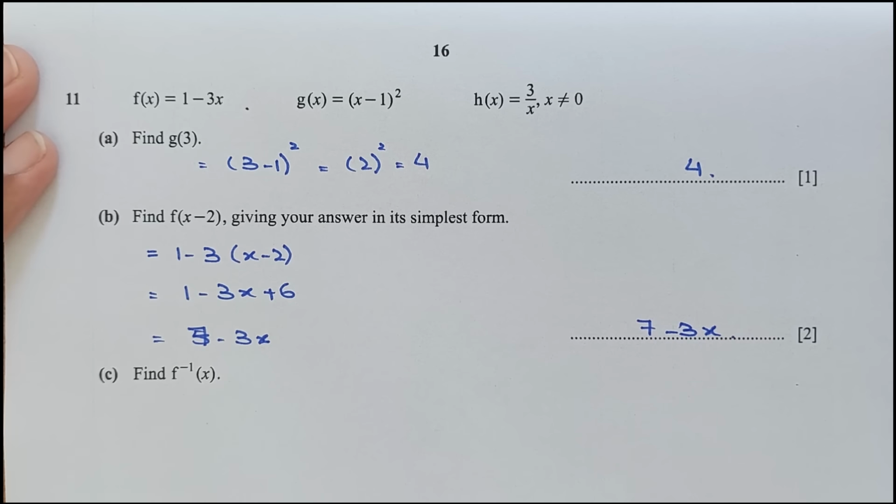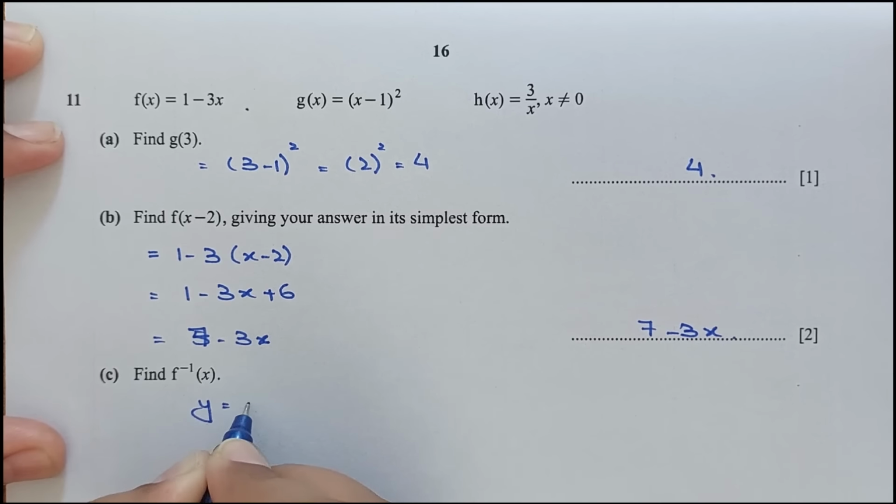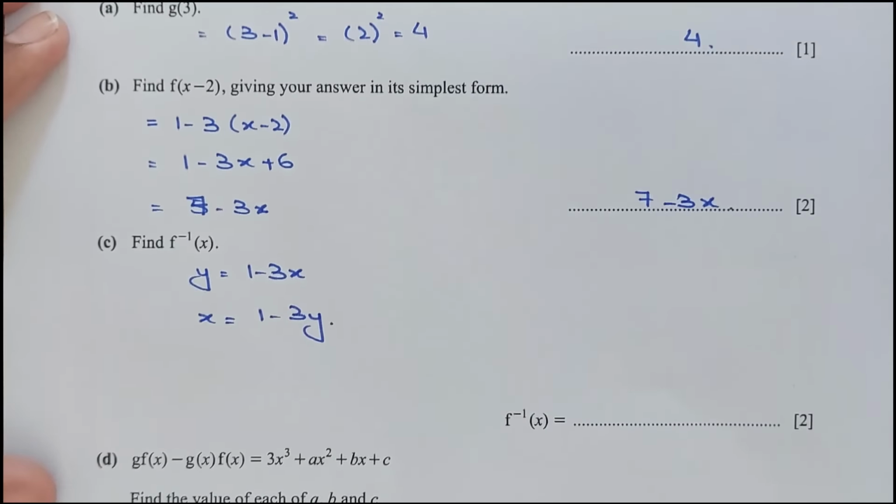Alright. Now for part C, find f inverse of x. So for this we have to put y equals f of x. Switch the variables. x should be equal to 1 minus 3y. And let me solve for y.